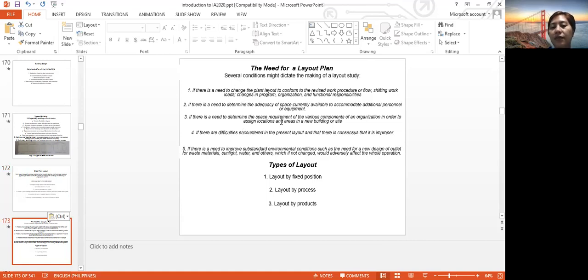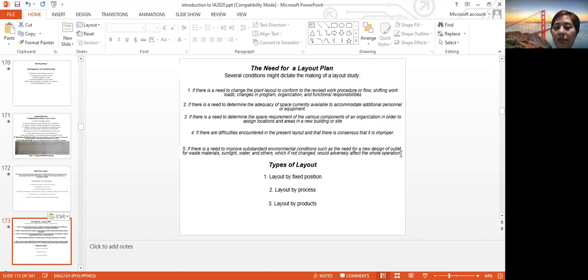So these are the several conditions that will tell us that there is a need to revise or redesign the layout or the arrangement of a shop. And the last, if there is a need to improve substandard environmental conditions, such as the need for a new design of outlet for waste materials, sunlight, water, and others, which if not changed would adversely affect the whole operation. Well, of course, we don't want that to happen.